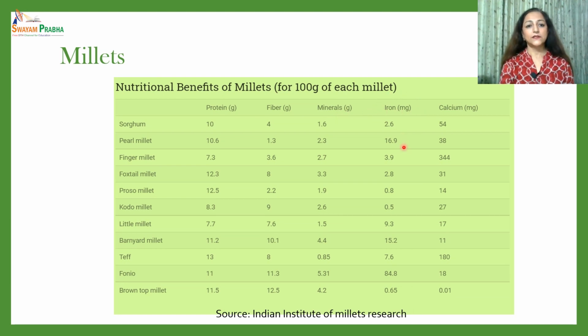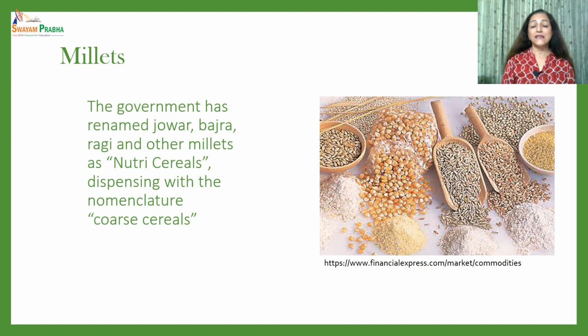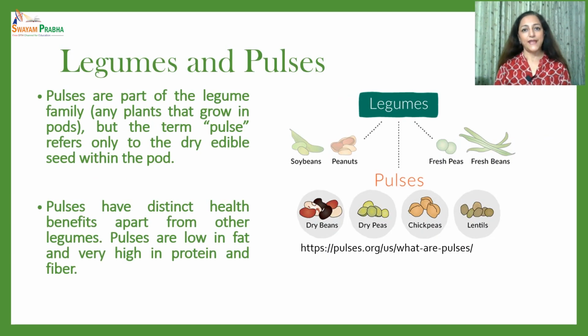See the pearl millet, and then we have barnyard millet, and then fonio. They are very good sources of iron. Similarly, the finger millet is a very good source of calcium, along with teff. And the government has renamed jowar, bajra, and ragi and similar other millets as nutri cereals instead of using the term coarse cereals. Let's move to the next group, that is legumes and pulses.